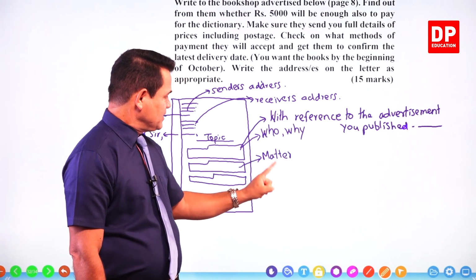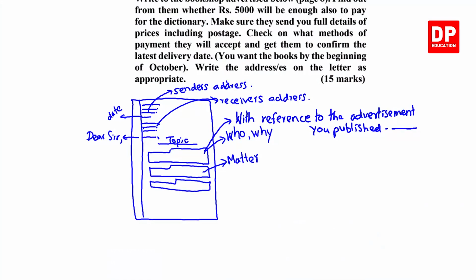Then state your requirement here. Find out from them whether 5,000 will be enough also to pay for the dictionary. Make sure they send you full details. You have to ask for full details of price including postage.